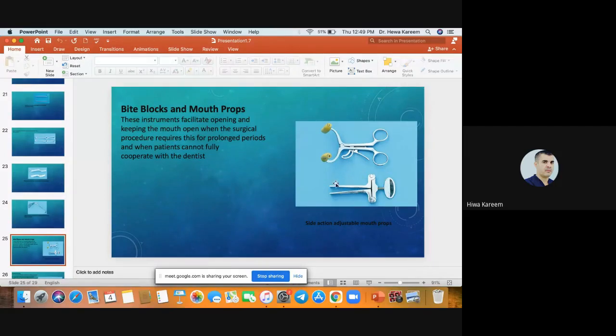But if you use this retractor for a long time, after the procedure the patient sometimes complains of the temporomandibular joint. It is better for the patient to close the mouth during the procedure to avoid problems for the temporomandibular joint.